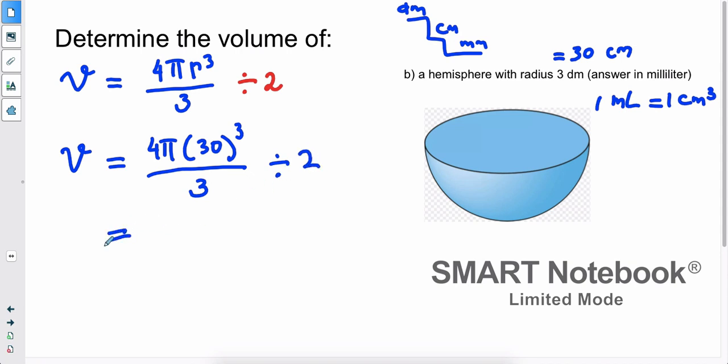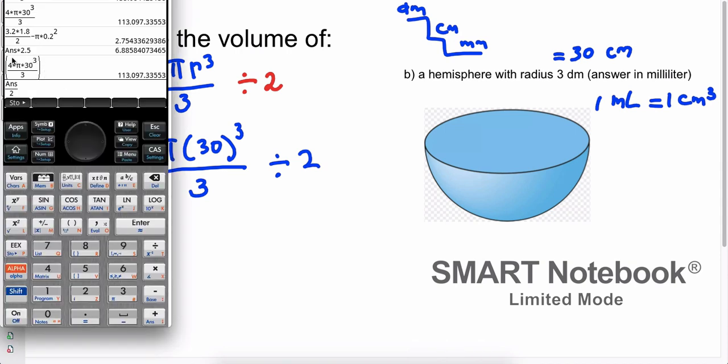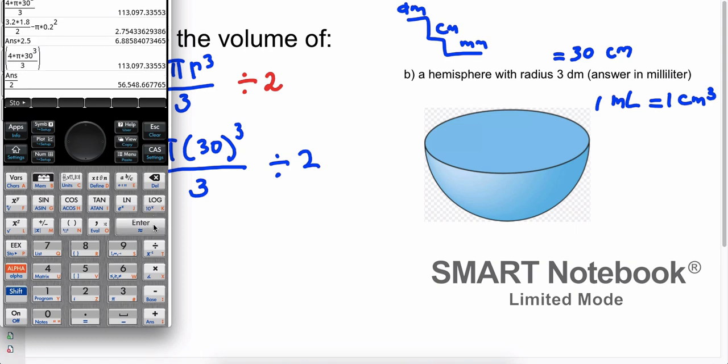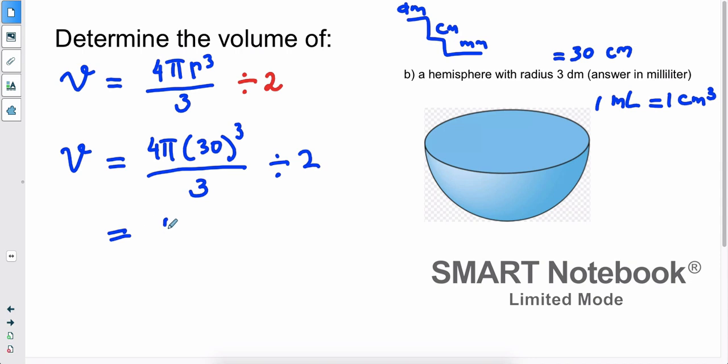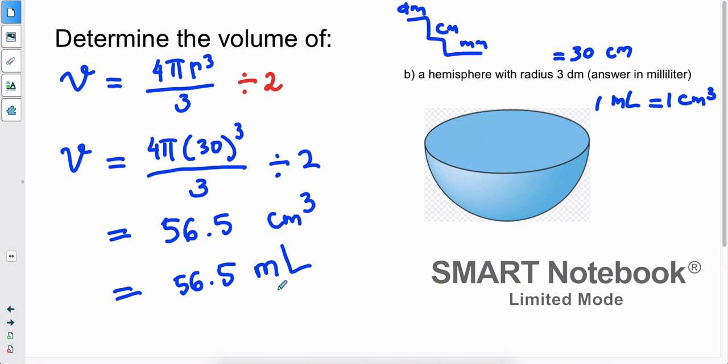If we enter that in our calculator, so we have here the whole sphere, which is 1013 and so on and so on, and then we divide that by 2 because it's only hemisphere. So we have to 3 significant figure, 56.5. The unit was centimeter cube, and because centimeter cube is the same as 1 milliliter, then we can also just write down that this is 56.5 milliliter.